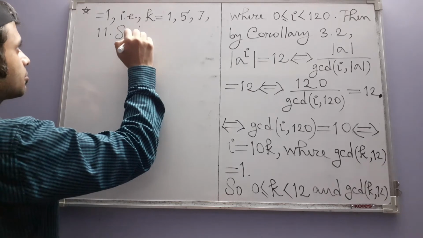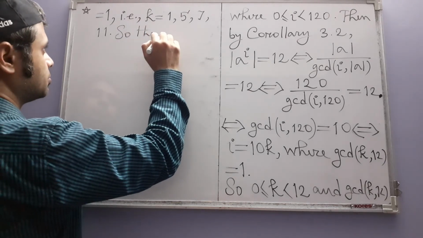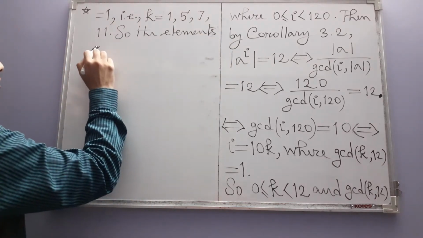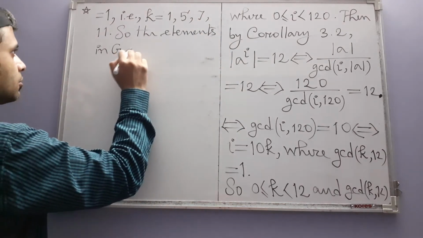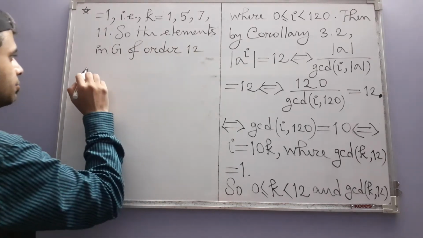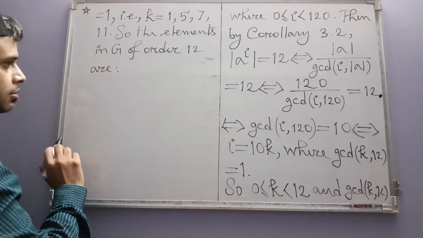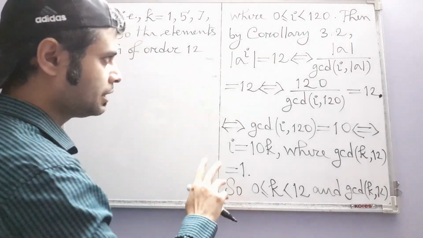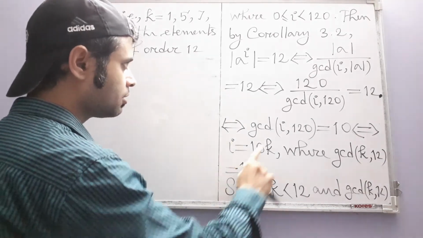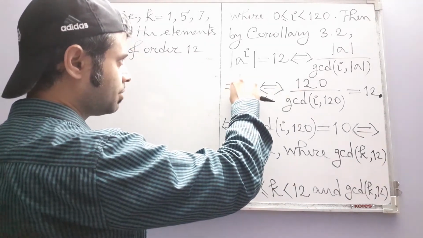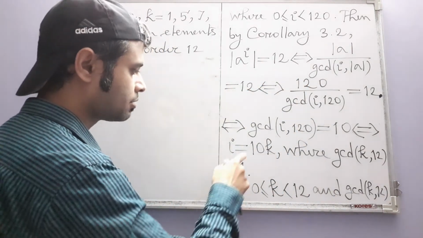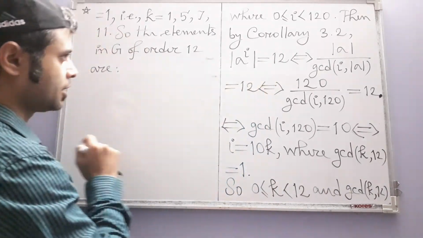So the elements in G of order 12 are, not that we can directly write the final conclusion like this. It's because we are not just simply going from here to some condition, but we can go back also. That is why.